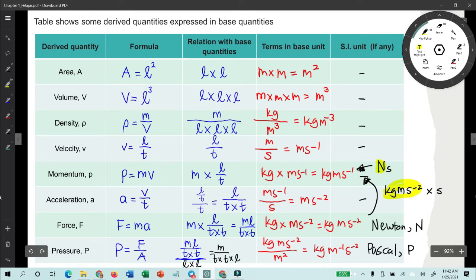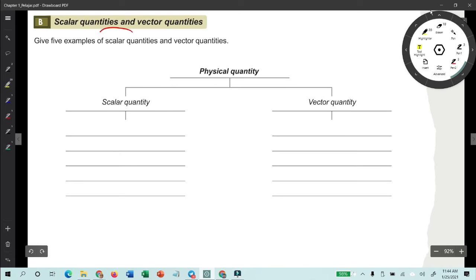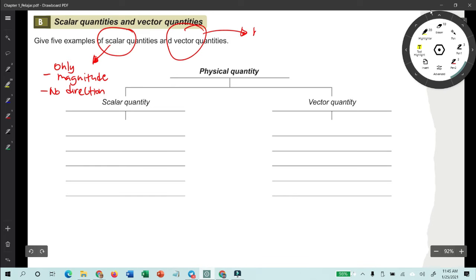Okay, so far any questions? So actually you can copy all this in your workbook. You can look for this table in your workbook. Scalar quantities have only magnitude, no direction. Vector quantities have both magnitude and direction.